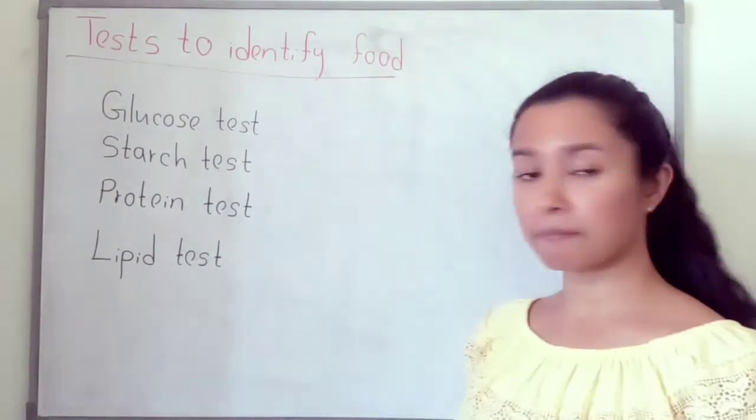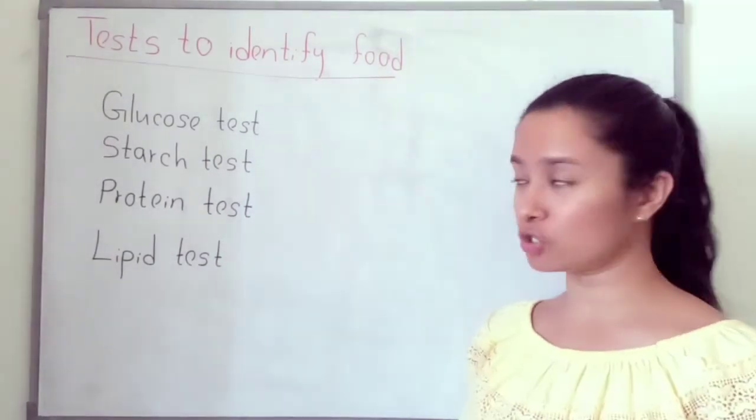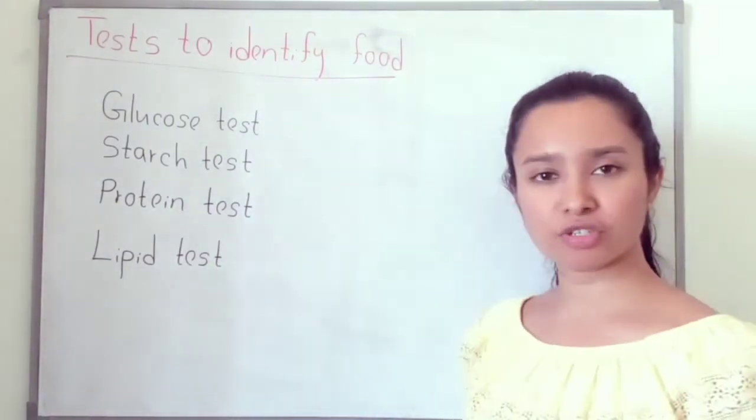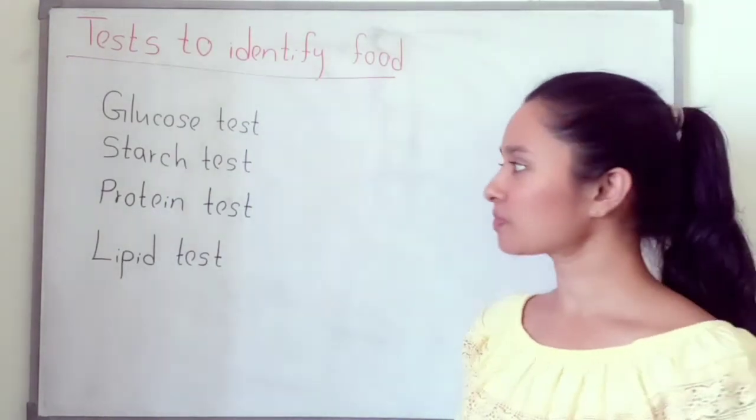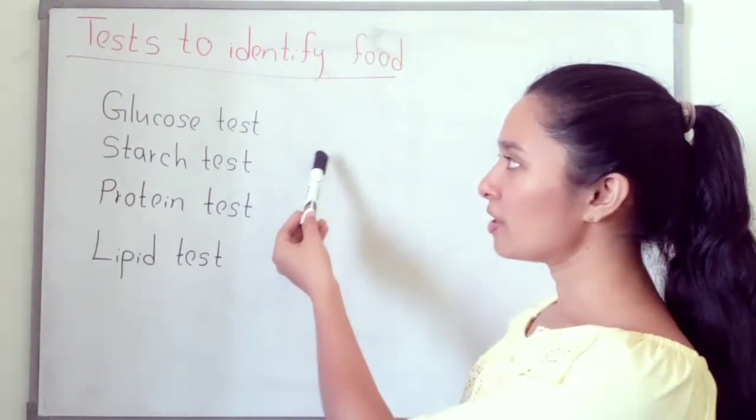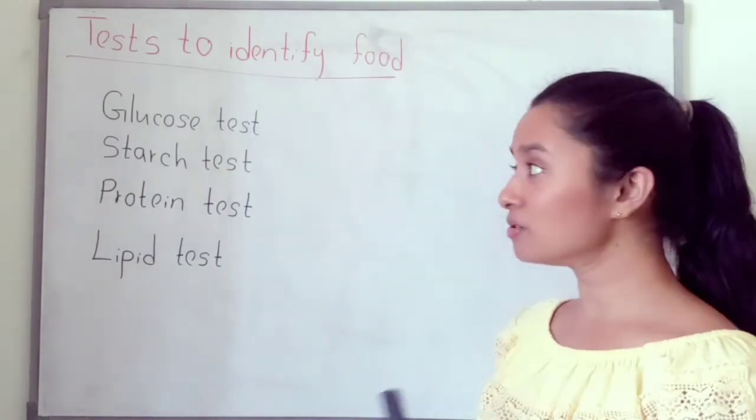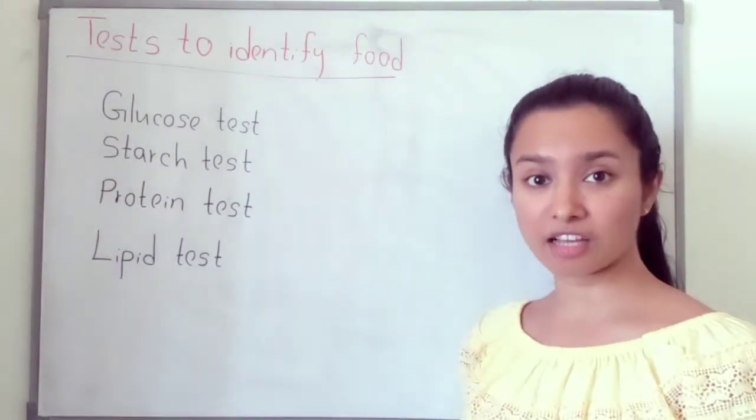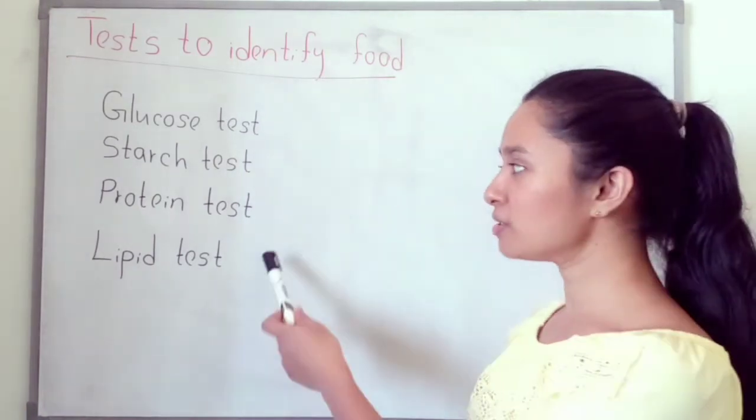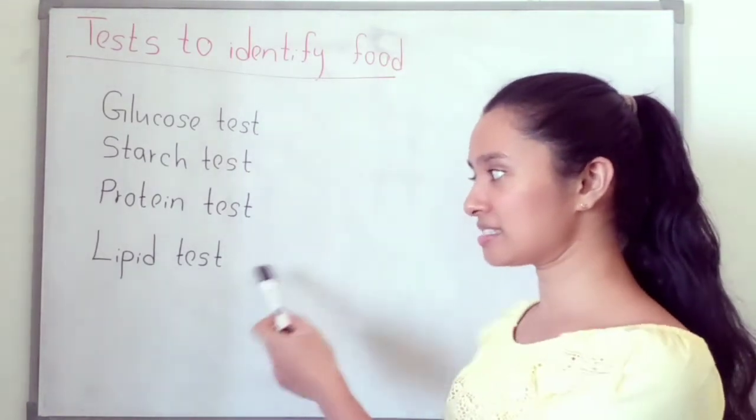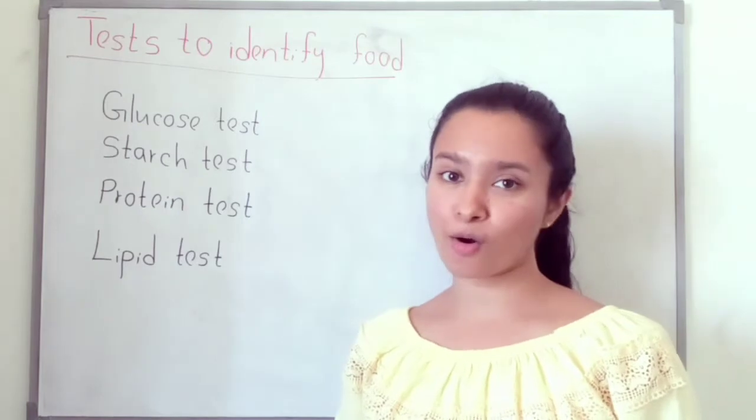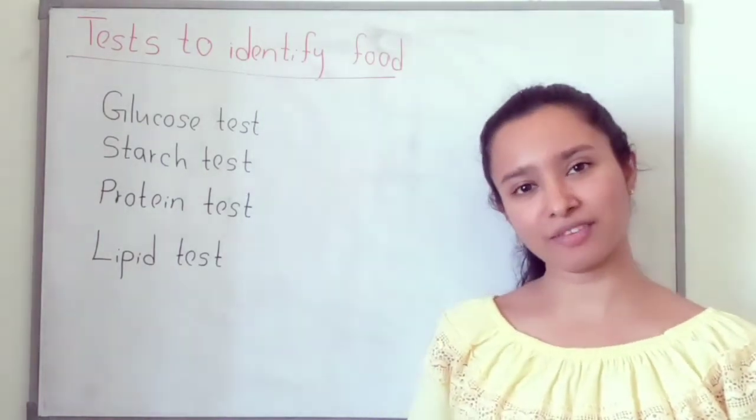Glucose means simple sugar. Then starch. Starch means pishtel. There are some tests to identify whether there is glucose or starch in a food. We are also going to discuss the protein test and the lipid test. Okay, let's discuss one by one.